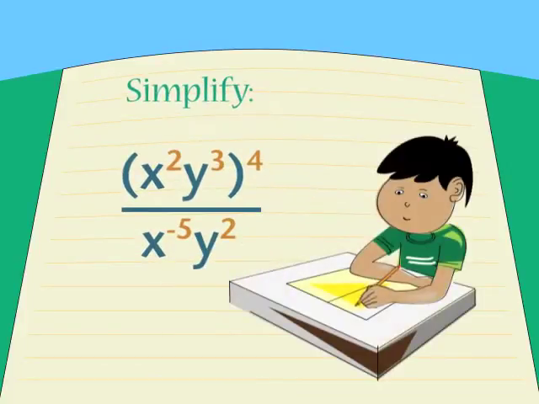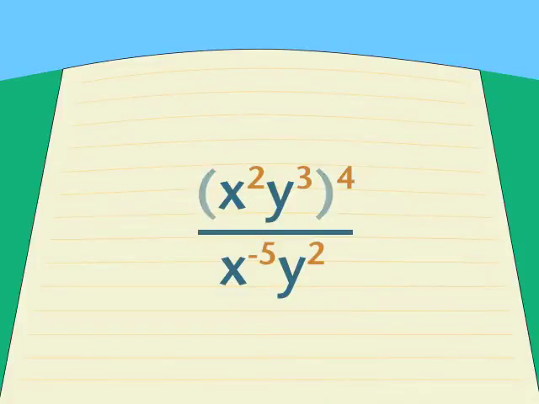Pause the program, and when you have an answer, hit play again, and we'll compare our solutions. The order of operations is important here. Let's get rid of those brackets or parentheses first by applying the third rule. That is, by multiplying exponents.